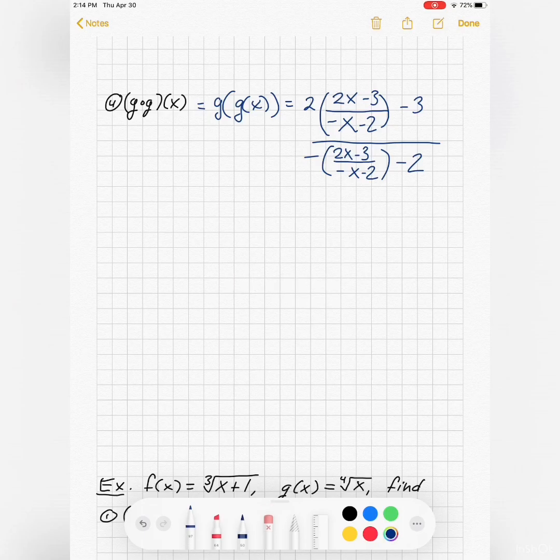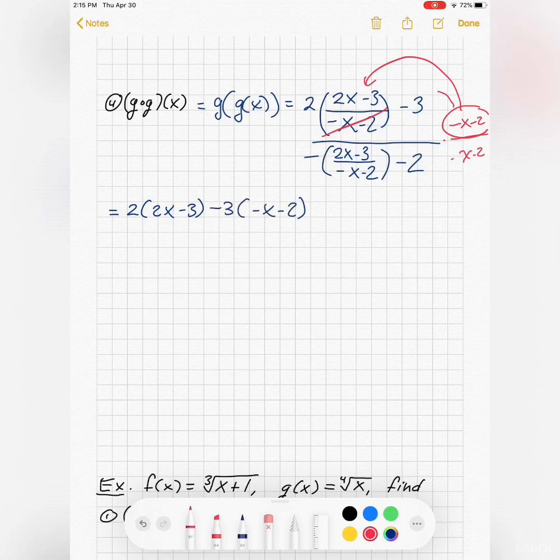Then I simplify. I'm going to multiply by the negative x minus 2, top and bottom. That cancels, so I'm left with the 2 times the 2x minus 3. Now that 3, there's nothing to cancel, so this stays attached to that constant. Here it's going to cancel, here it's not. So the denominator would look like this. Okay, distribute.